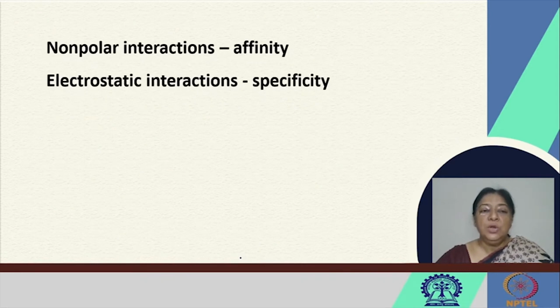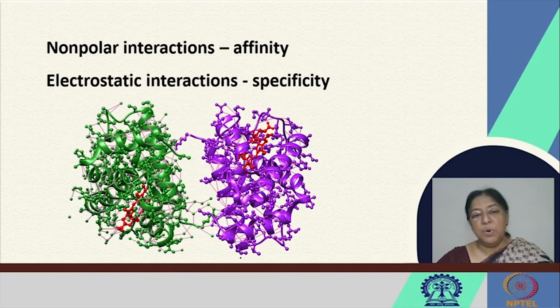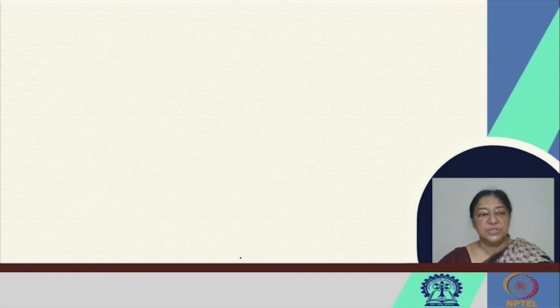So when we're looking at the non-polar interactions, we have the affinity. The electrostatic interactions bring about some specificity. And both of these are important in the complex formation that is going to bring these two protein molecules together. So the non-polar interactions are going to get the affinity and the specificity, both of which are important in the formation of a protein-protein complex that is going to be a result of protein-protein interactions.